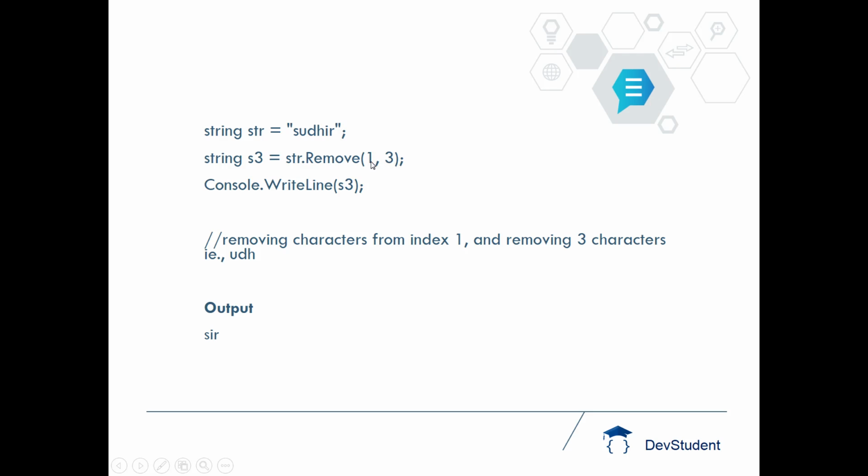1 is the index from where I want to remove. That means I want to remove the text starting from U, and I want to remove 3 characters because I have given a count of 3 here. So U, D, H, 3 characters are removed. SIR is the remaining text, which is placed in S3, and I use console.WriteLine to print the text. In the comments you can see: removing characters from index 1, removing 3 characters, that is U, D, H are removed. U has index 1, so starting from U it is removed, and 3 characters U, D, H are removed. So the output is going to be SIR.